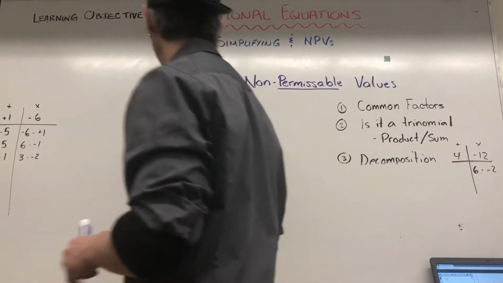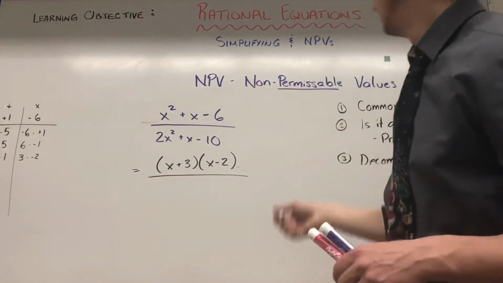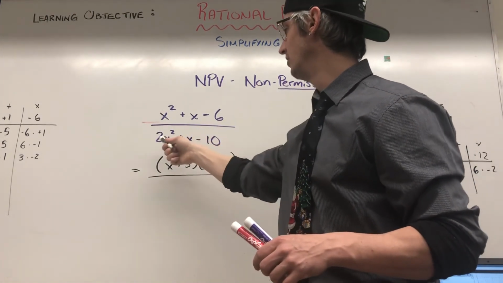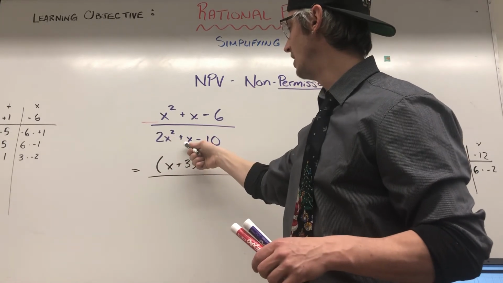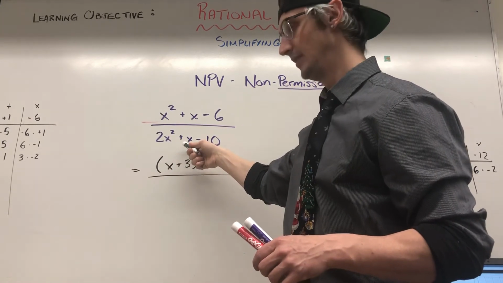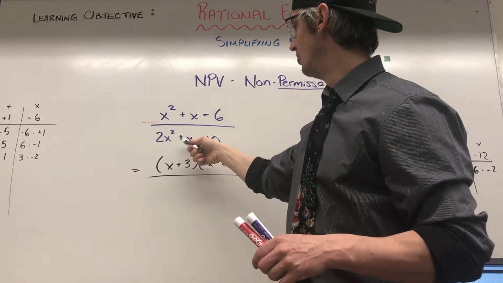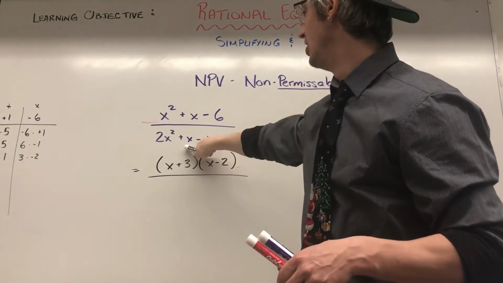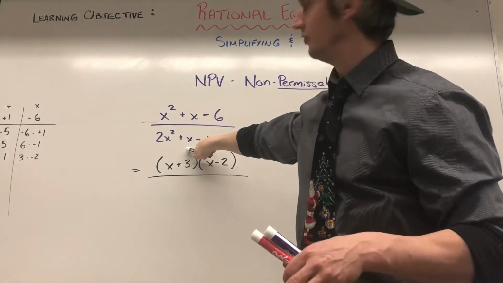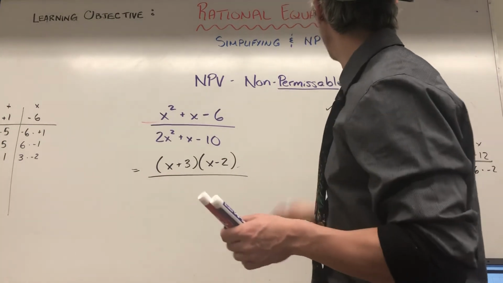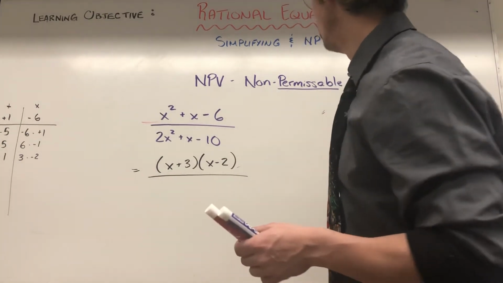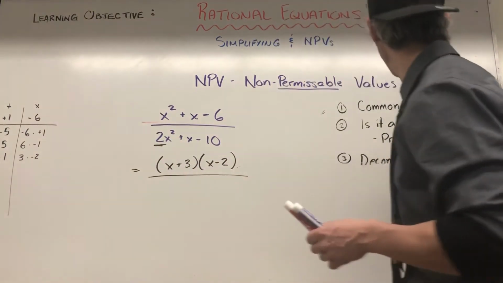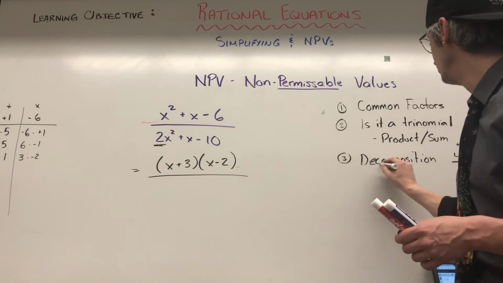On the bottom, I'm going to go through my process again. Are there any common factors? Well, I have x here, but no x here, so that's not common. I could pull out a 2, but there's no number here that I can pull out, no multiple of 2 here that I can pull out. So I skip the first step. I have no common factors. Is it a trinomial? Yes, but there's a number in front of my x squared term. So now I can't do product sum, I have to go to decomposition.